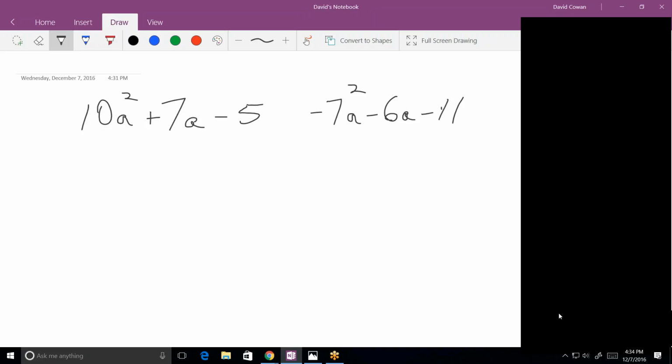Okay. Now combine all like terms. How many a squareds do we have? Well, we have 10a squared minus 7a squared, which is 3a squared. Our total number of a's: 7a minus 6a, which is 1a. Plus 1a. And the numbers? Negative 5 minus 11, which is negative 16.